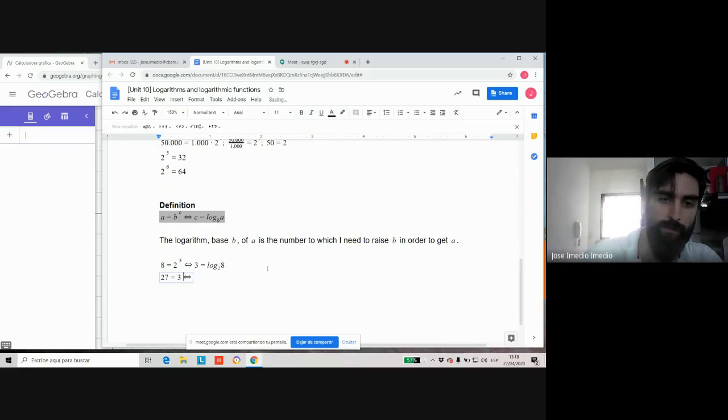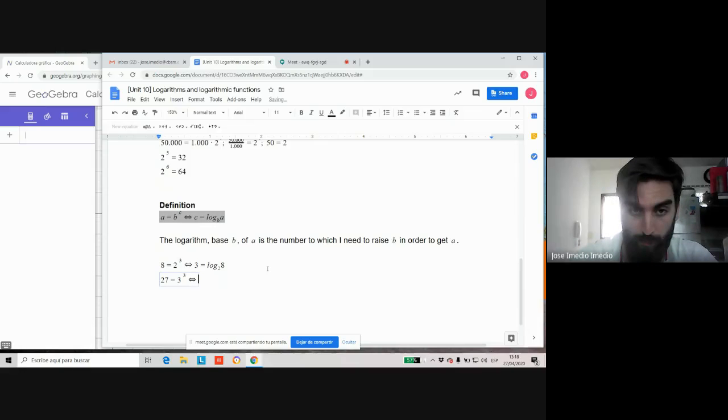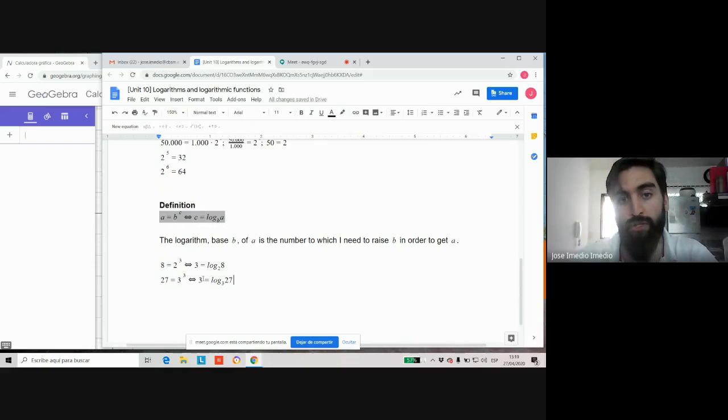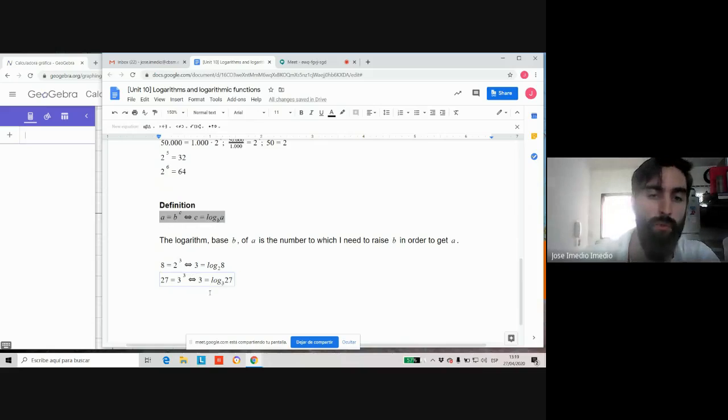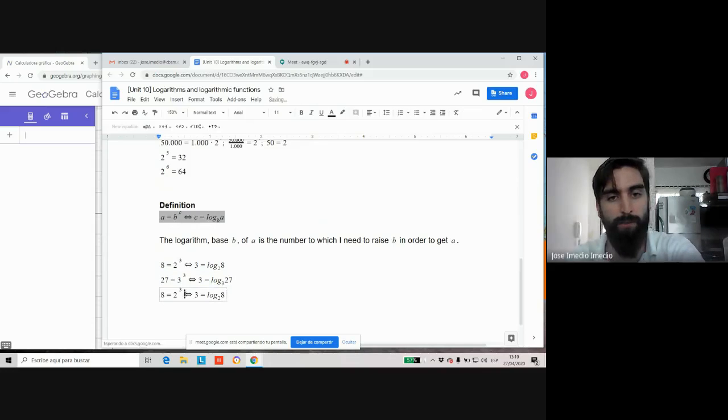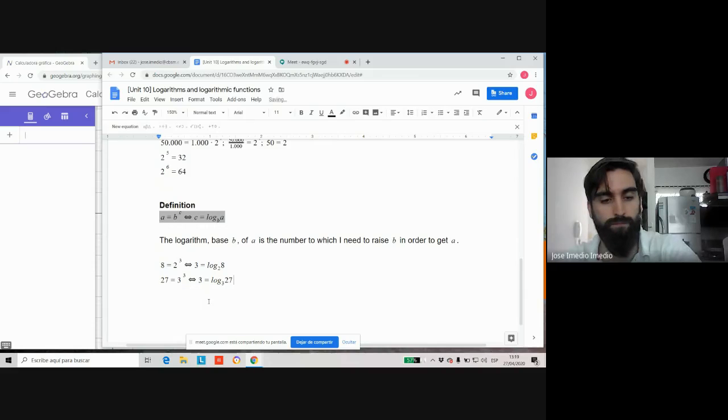3 raised to the third power, right? Then 3 is the number to which I need to raise 3 in order to get 27. Okay, so the logarithm base 3 of 27 is 3. Okay, another example.